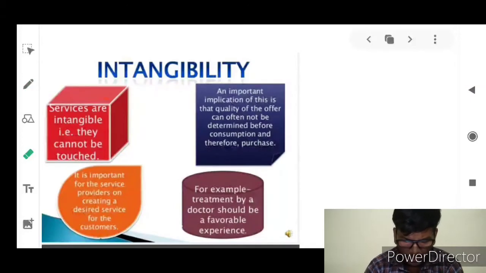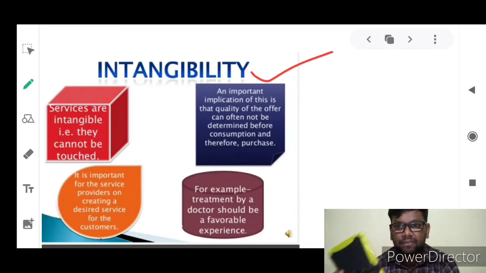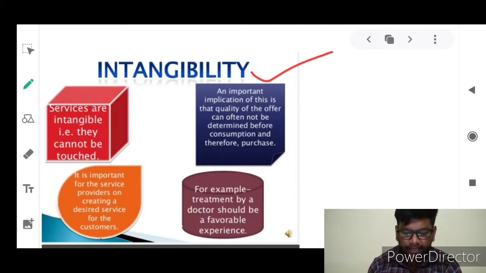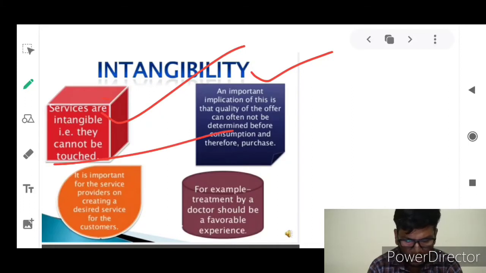Intangibility is the first characteristic of business services. Business services are intangible. Usually services are intangible, but we can enjoy, but we cannot touch. Products we can touch and feel, but services we cannot touch. So here itself they have given that services are intangible, they cannot be touched. Okay.